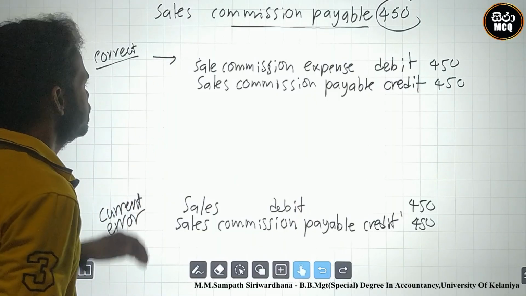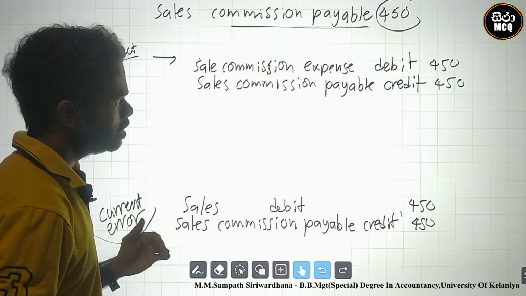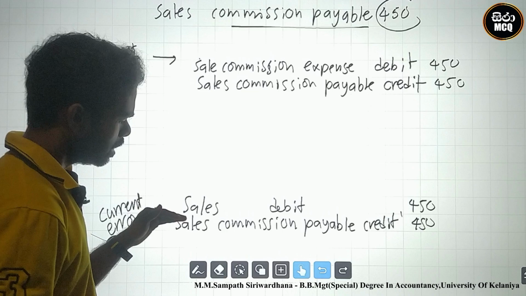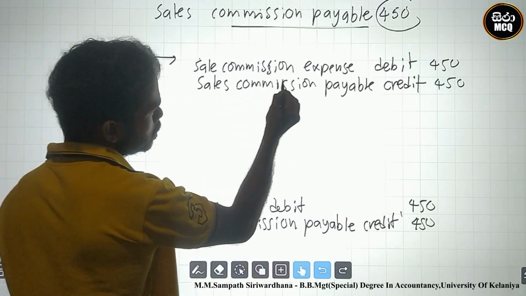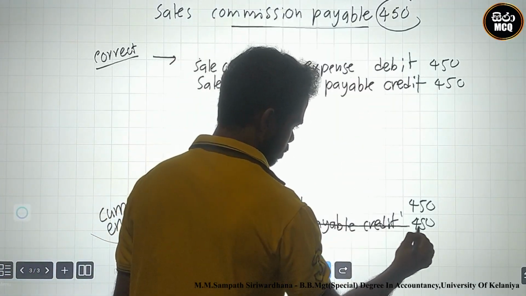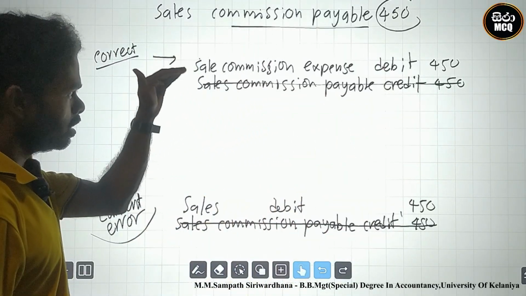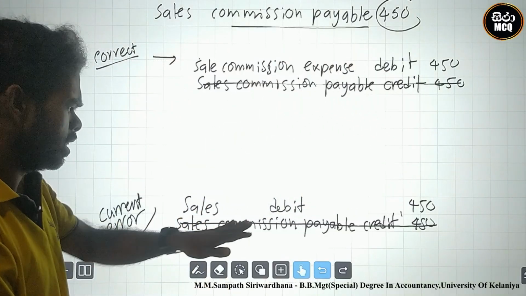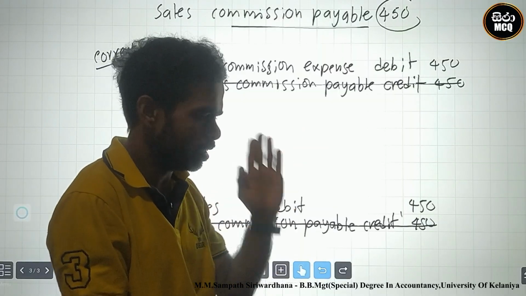Look here, this is the correct one. This is the error, the current error situation. There is a same side in there. Sales commission payable credit 450 in both. We must ignore these. Why? The correct one is sales commission payable credit 450, and the current situation is sales commission payable credit. Okay, there is the same side. We must ignore this.